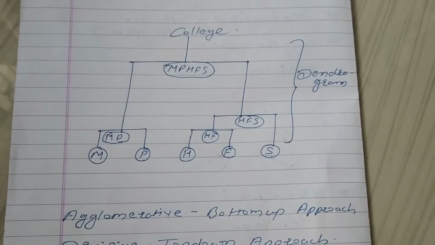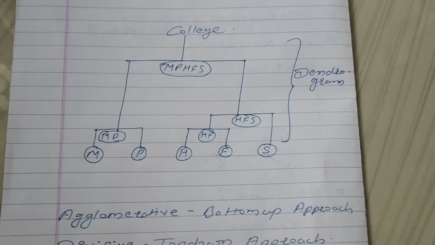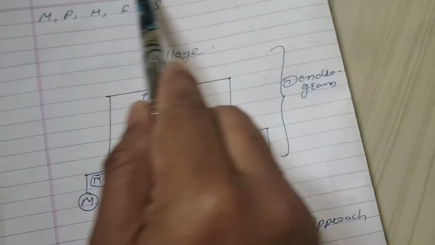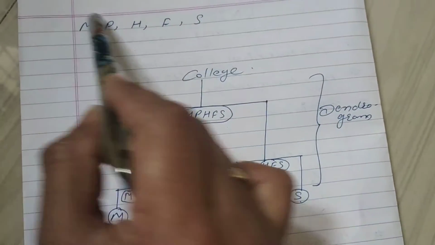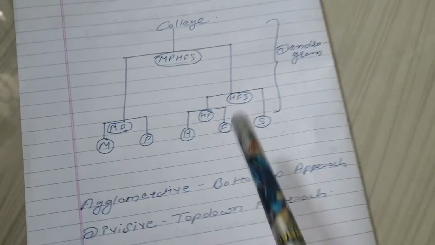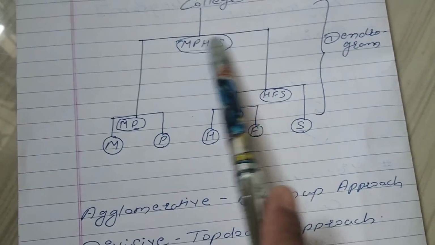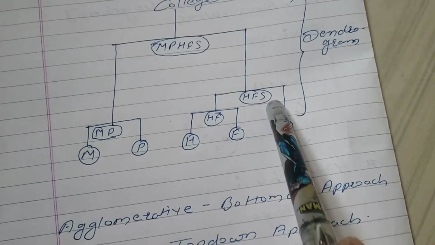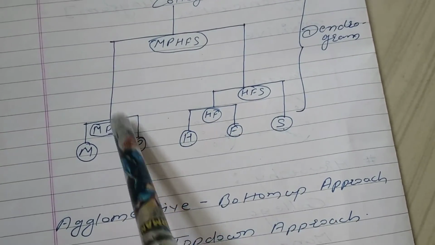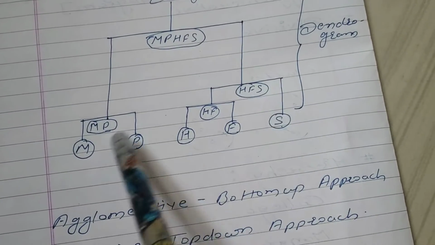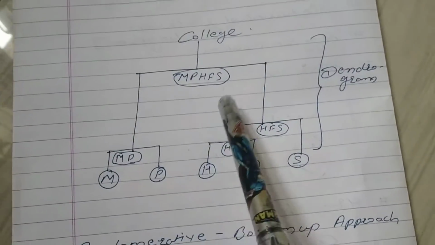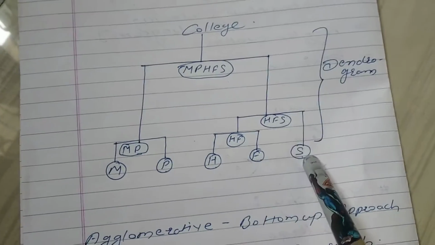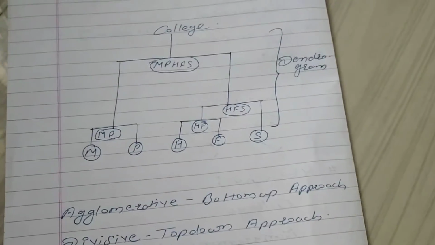After that we have to see the divisive approach. What is a divisive approach? Opposite to agglomerative, that is a top down approach. In a top down approach, initially we have all the data points in one cluster, and then depending on the similarity, we divide that cluster into two clusters. That is, one cluster is MP and another is HFS. Then MP is divided further, and we divide the clusters till we get a single item in each cluster. That type of approach is called a top down approach.